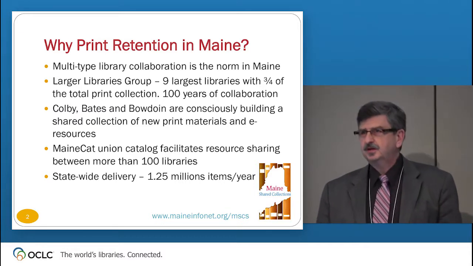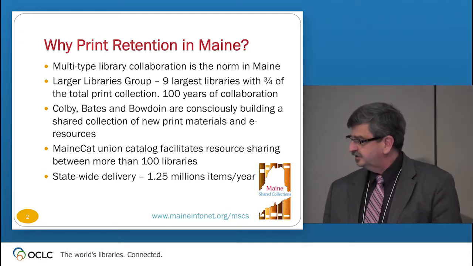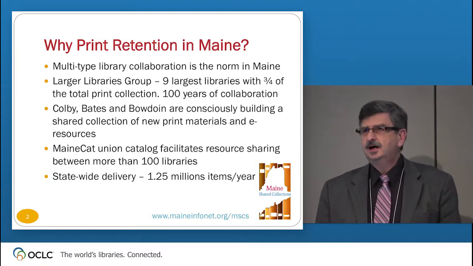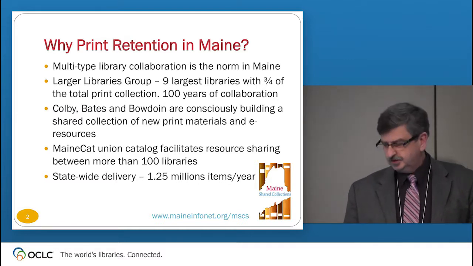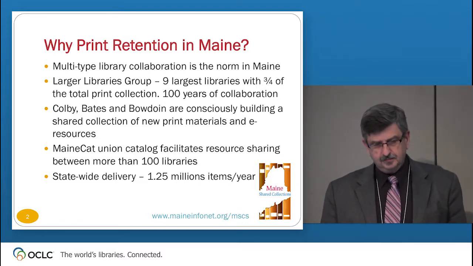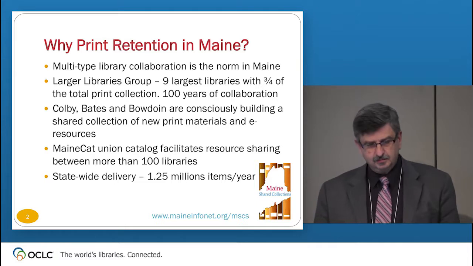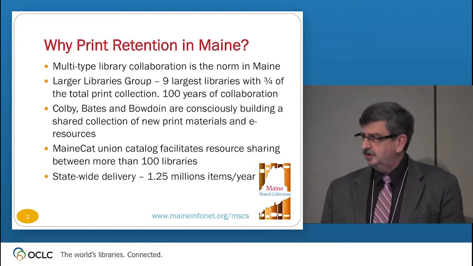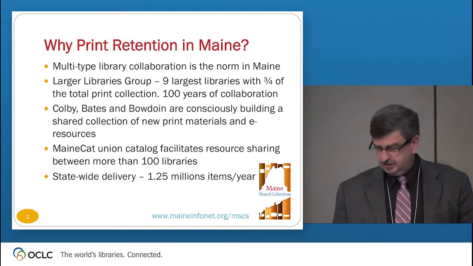This project originated with a larger libraries group, the 9 largest libraries in Maine, which hold 3/4 of the print collection in the state. Colby, Bates, and Bowdoin do a lot of collaboration, with a rich history there. We have a union catalog with about 100 libraries in it, and a statewide delivery system that's delivering about 1.25 million items across the state a year.